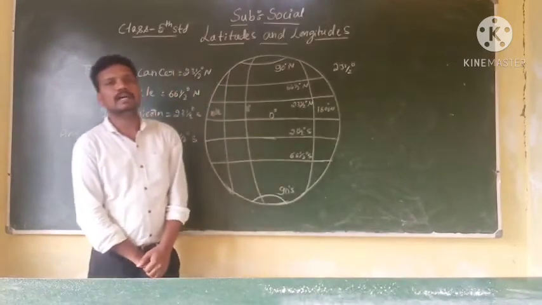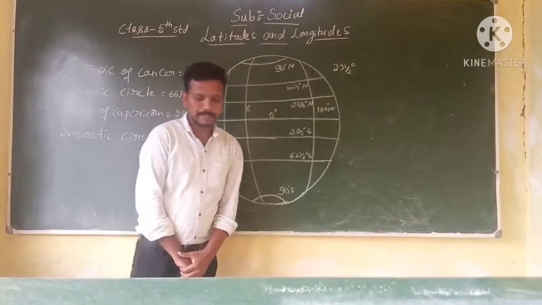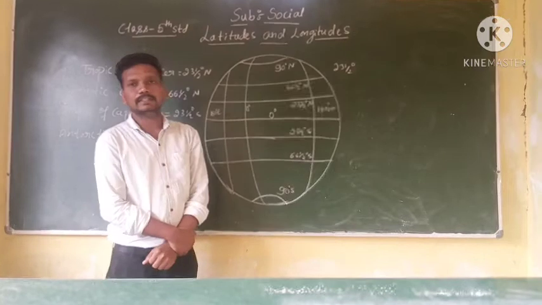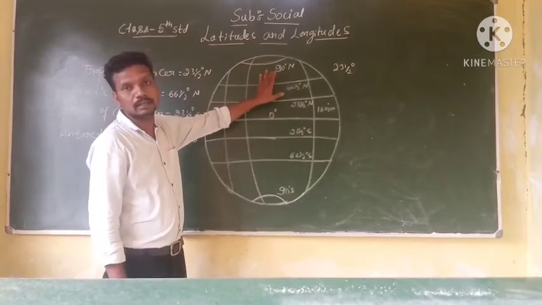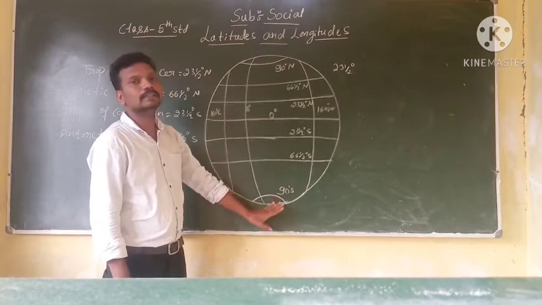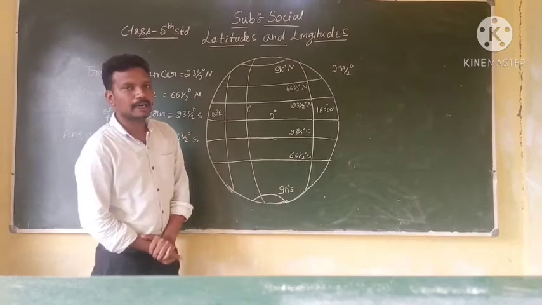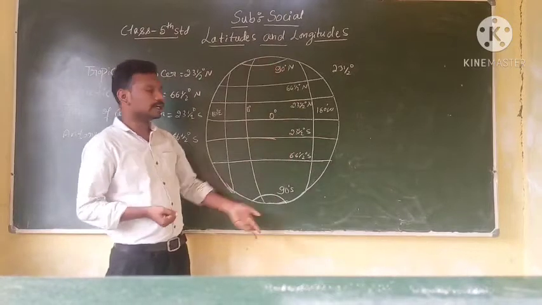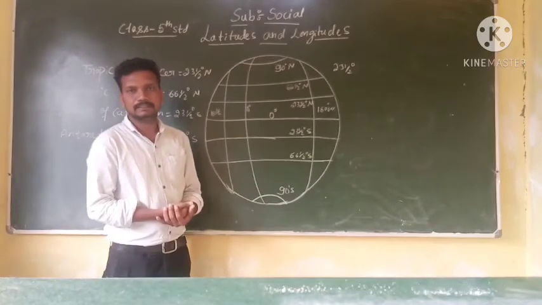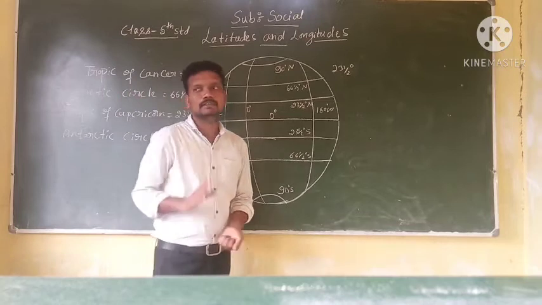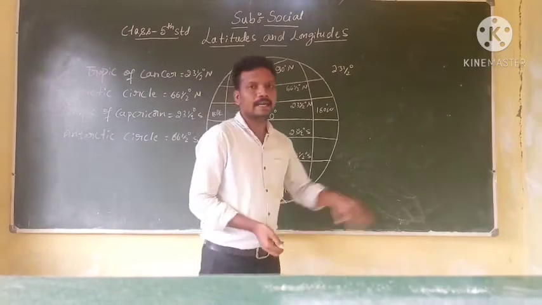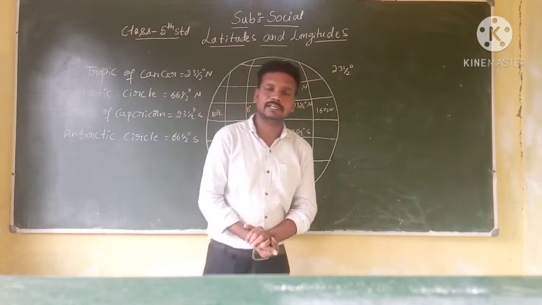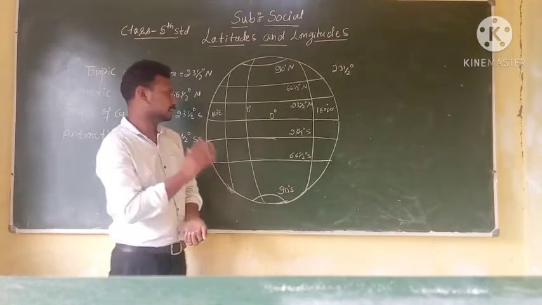Dear students, as we already read, the earth is spherical in shape. The top region of the earth is called the North Pole and the bottom region is called the South Pole, and it has an axis. It joins the two extreme ends, the North Pole and the South Pole, and is called the axis. The axis of the earth is not a straight line. It is tilted at an angle of 23.5 degrees, and the earth rotates on its axis.